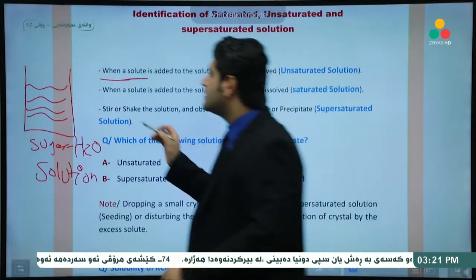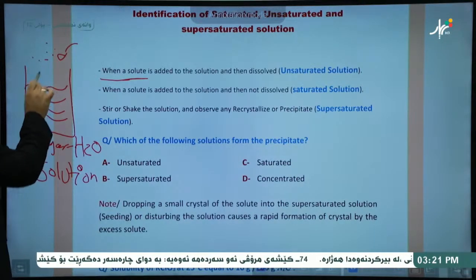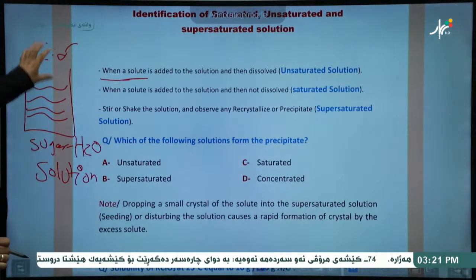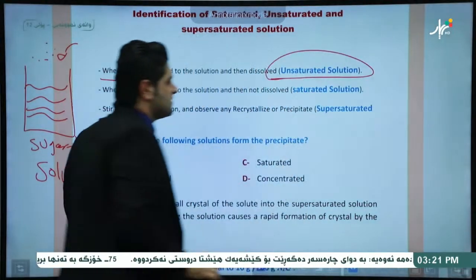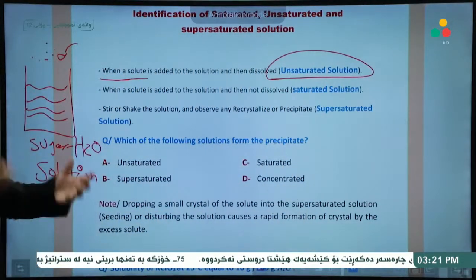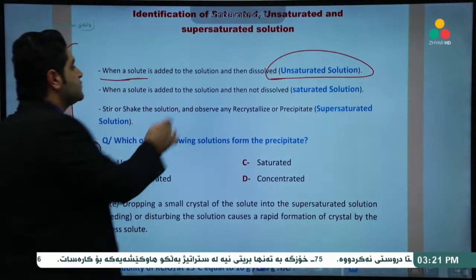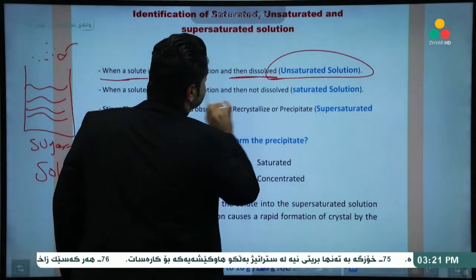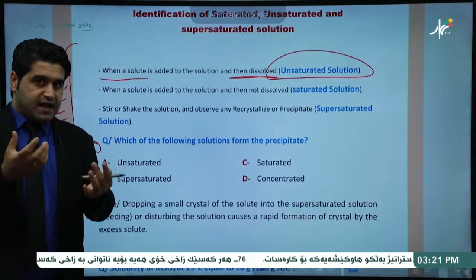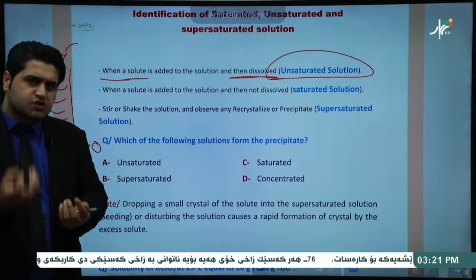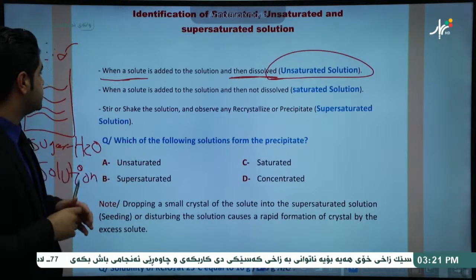So let's add more sugar, some drops of sugar. If it dissolves, immediately you have to say this is unsaturated. It means it's still hungry, needs to dissolve more. So when a solid is added to the solution and it dissolves, it will be unsaturated. It means the solution still is hungry. It has the ability to eat more solid. So if the solid is dissolved, it means it's unsaturated.